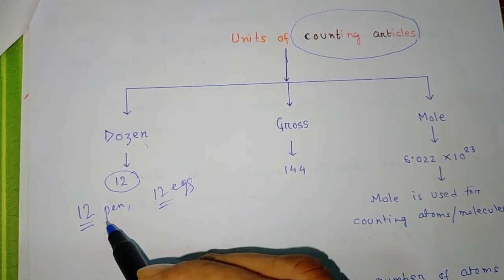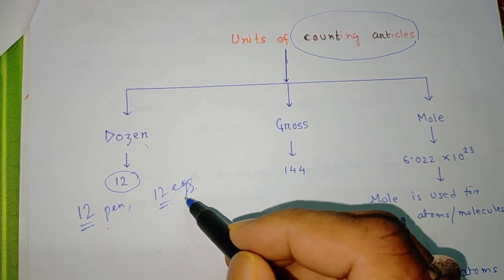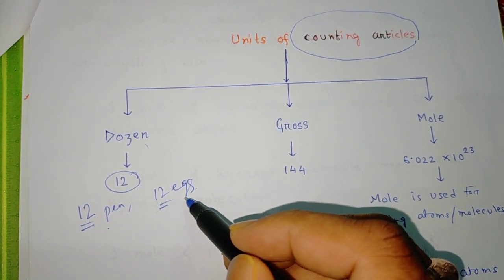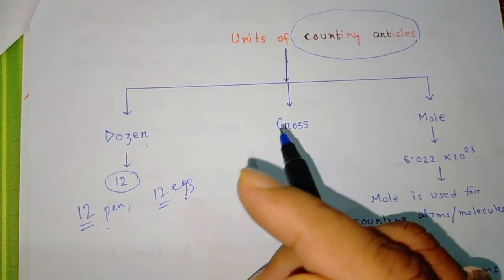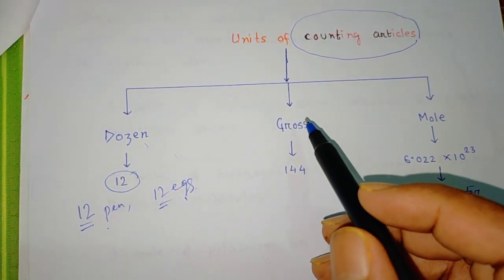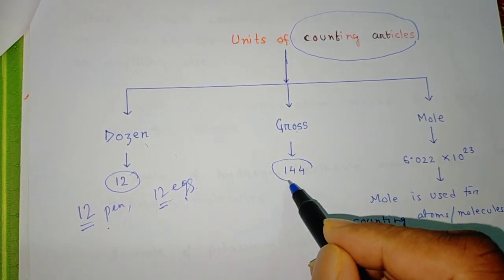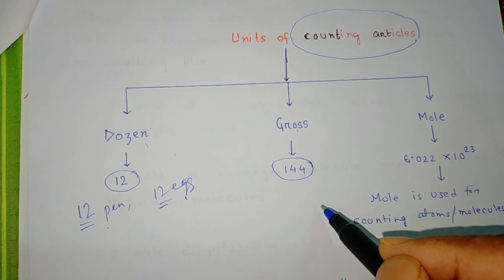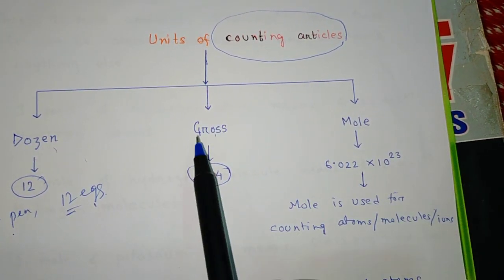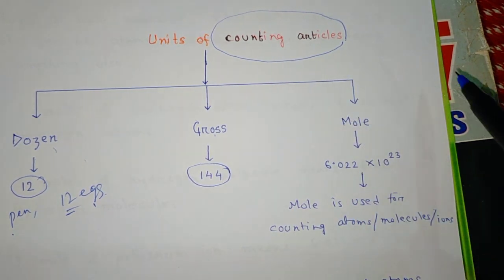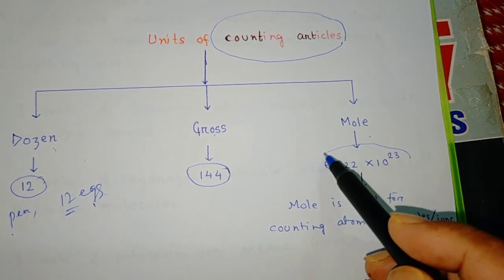So 1 dozen of pen means 12 pens, 1 dozen of egg means 12 eggs. So 1 dozen of human beings means 12 human beings. So these are the numbers. Another unit of number is gross, which stands for 144. So like that, mole is also a unit of counting articles. But this counting number is very, very large.